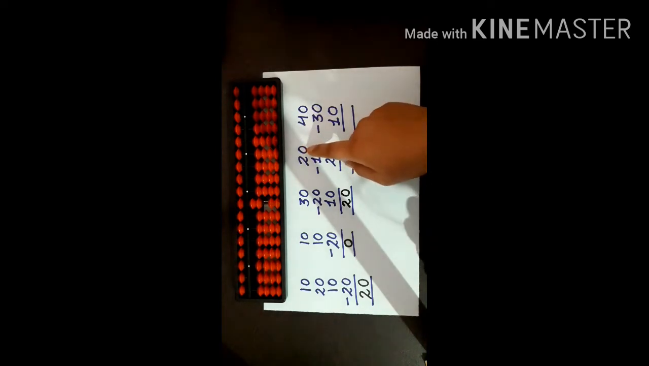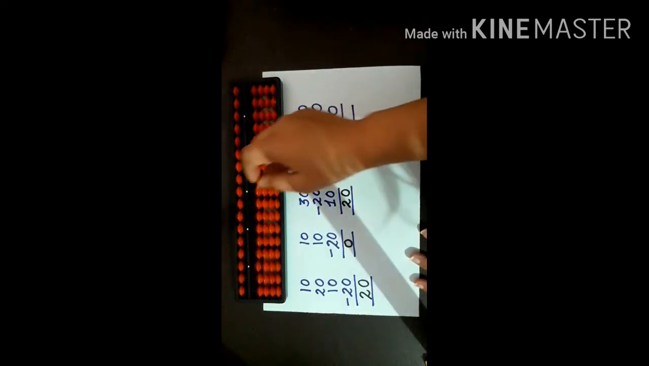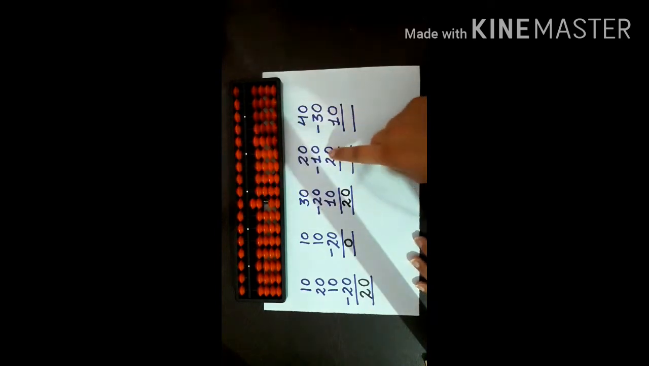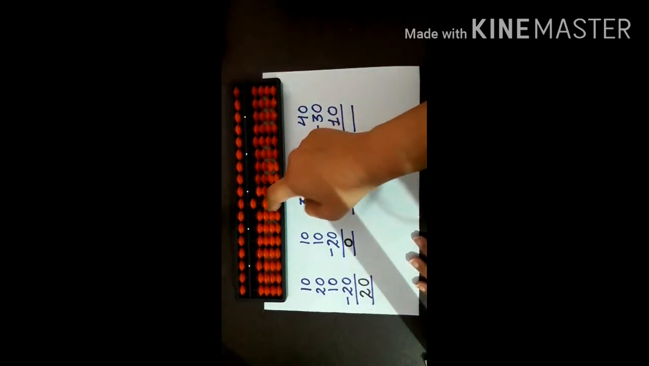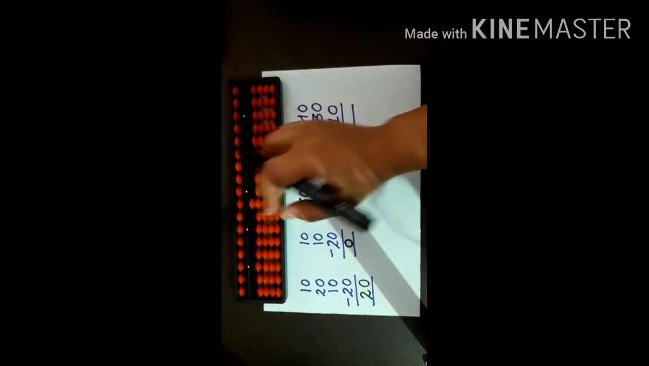Now again you have to add 20. Set your abacus first of all. Now 20: 10, 20. Now minus 10. Down. Then again 20: 10, 20. Now what is your answer? 10, 20, 30.